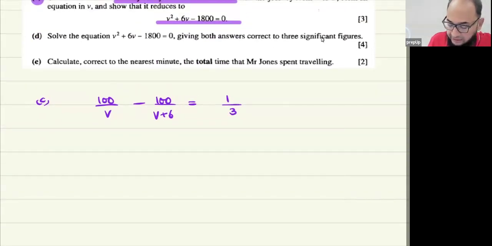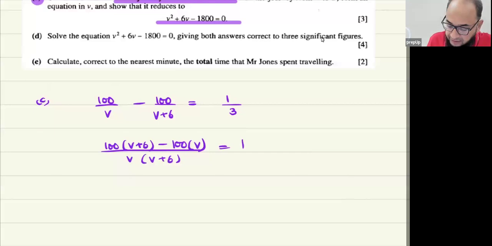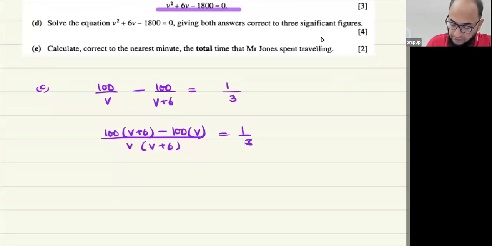So therefore the LCM is V plus 6. And over here this 100 multiplies with V plus 6. This 100 multiplies with this V. And this is 1 over 3. So that is the working that we got.